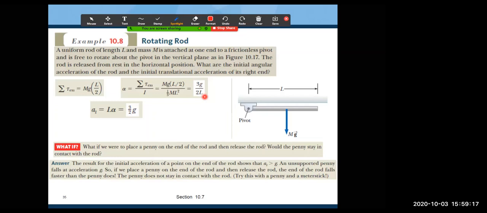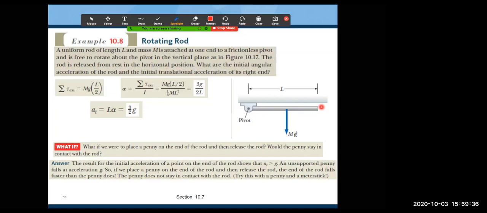So for every point on this rod, it is a rigid rod, it would have this value of angular acceleration. Let us consider a specific point on the rod, say the end of this rod.